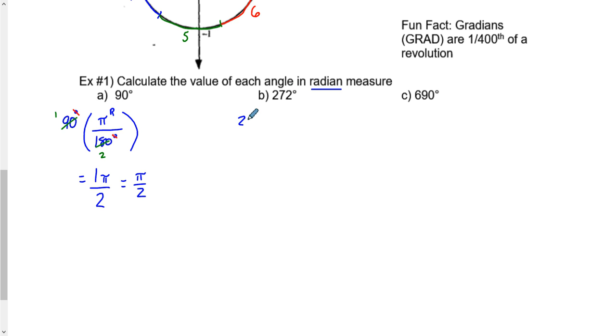We can do the exact same thing for 272. Setting up our dimensional analysis, the 180 would have to be in our denominator. Our pi would then be in the numerator. Once again, our units cancel off because they're in the numerator and denominator. And the 272 and 180, what's a number that goes into both? Let's see.